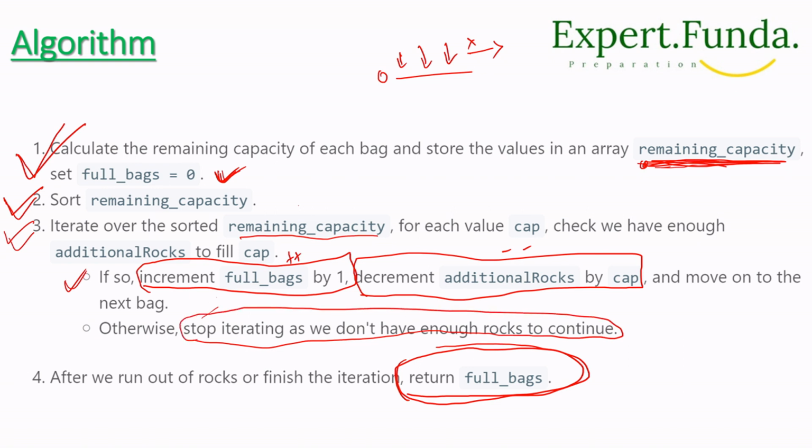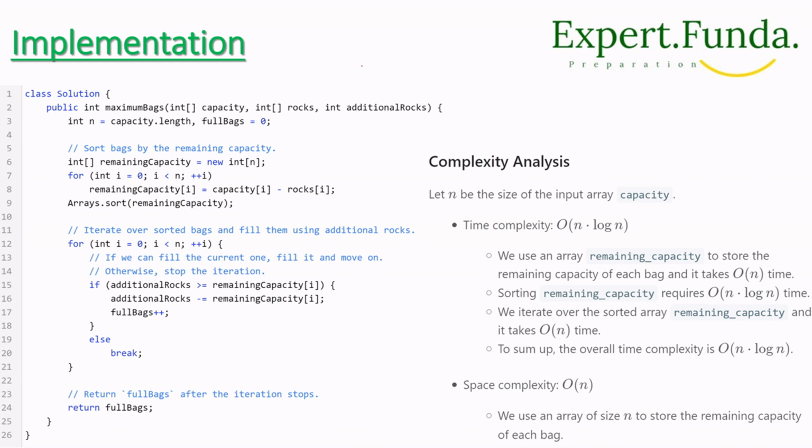Okay, so let's understand the implementation section. Starting, we have to take the length of the capacity, right? This is capacity, this is rocks, and this is additional rocks, right? So total capacity length is n. And full bags is 0. Now we will take one remaining capacity array, that we have taken here, and this is the same length as capacity, right? So what we'll do, we'll make a for loop i from 0 to n, and then we'll set the capacity. How we'll set the capacity?